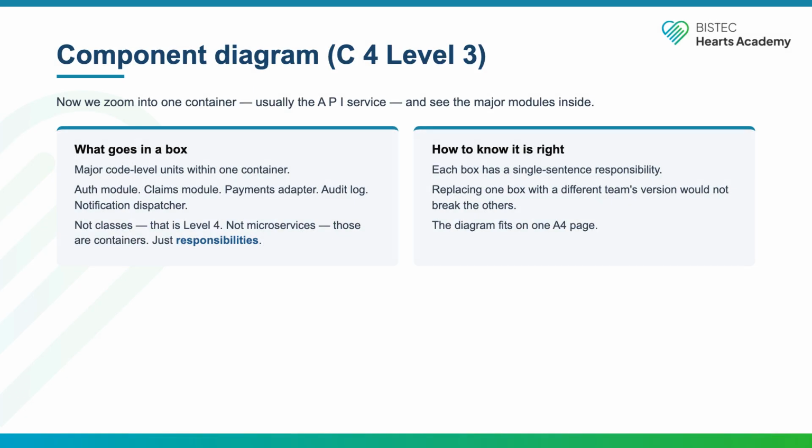A component diagram zooms inside one container, usually the API service, and shows the major modules. What goes in a box? Major code-level units within one container. The auth module, the claims module, the payments adapter, the audit log, the notification dispatcher. These are not classes, that is level 4. They are not microservices either. Those are containers. They are responsibilities.